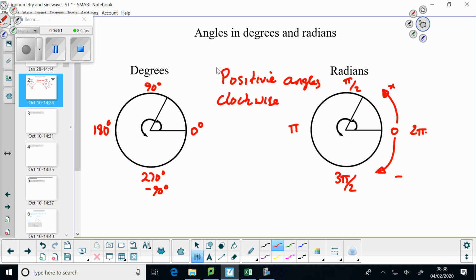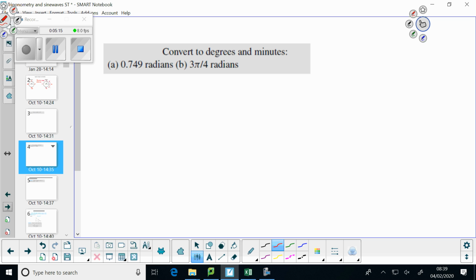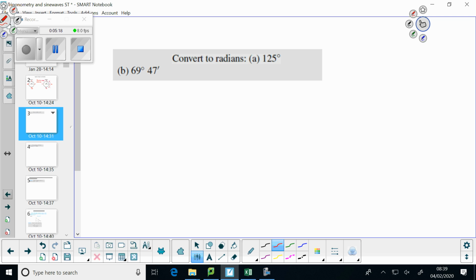So, how about converting between the two? We've covered this before. If we've got an angle in degrees, say 125 degrees, how do we convert it to radians? How do we do that?